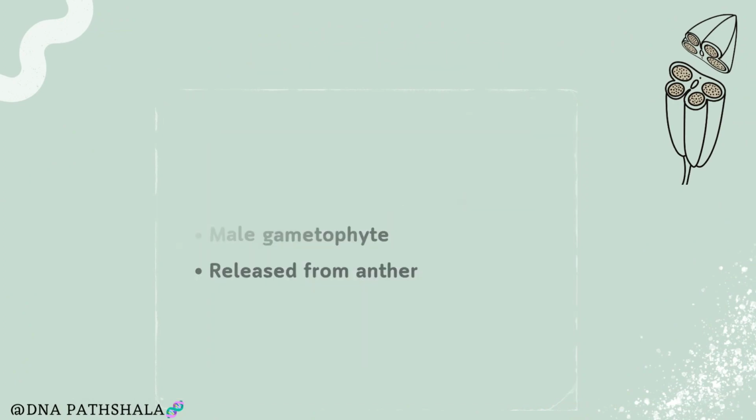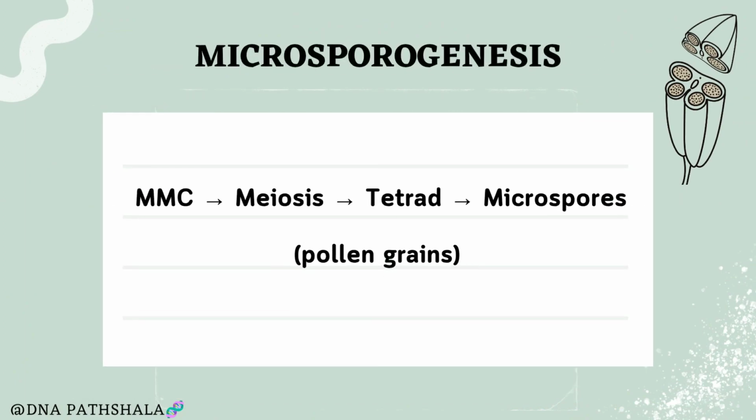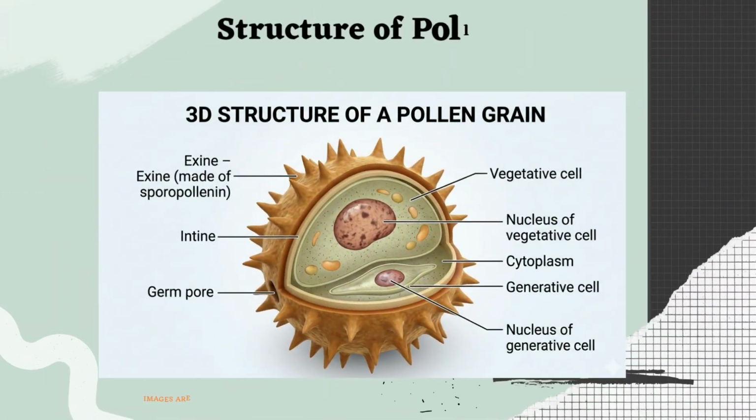Understood? MMC undergoes meiosis to form 4 haploid cells. These haploid cells are called as microspore tetrad. These tetrads are simply held together by the callose wall which will dissolve later by the callase enzyme. And each microspore becomes free and each microspore will develop into a single pollen grain and this pollen grain is called as male gametophyte.